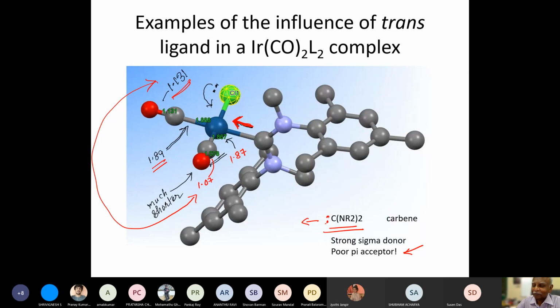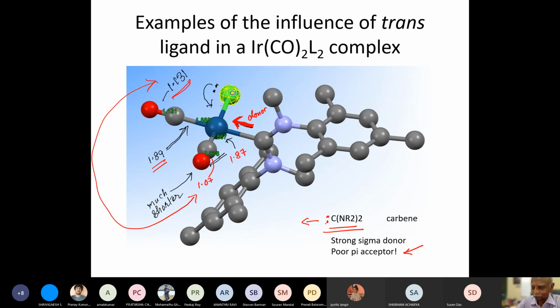Sorry, I think I reversed the argument. Chloride has two effects: I have both a pi donation as well as an electron withdrawing capacity. So I do have a difference here. This is the donor, and opposite the donor, I have a weakening of the CO bond. Sorry about the mistake that I made.